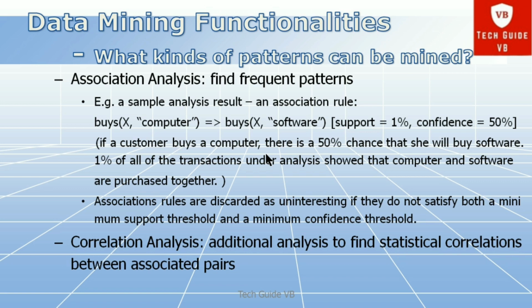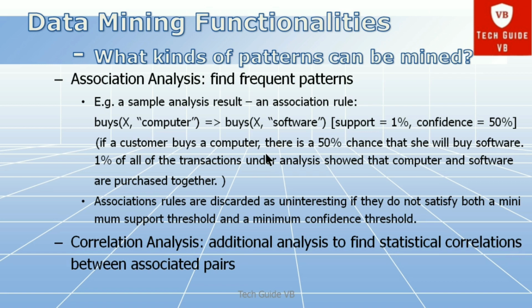Association rules are discarded as uninteresting if they do not satisfy both a minimum support threshold and a minimum confidence threshold. So the next term is correlation analysis, where we do additional analysis to find the statistical correlations between associated pairs.